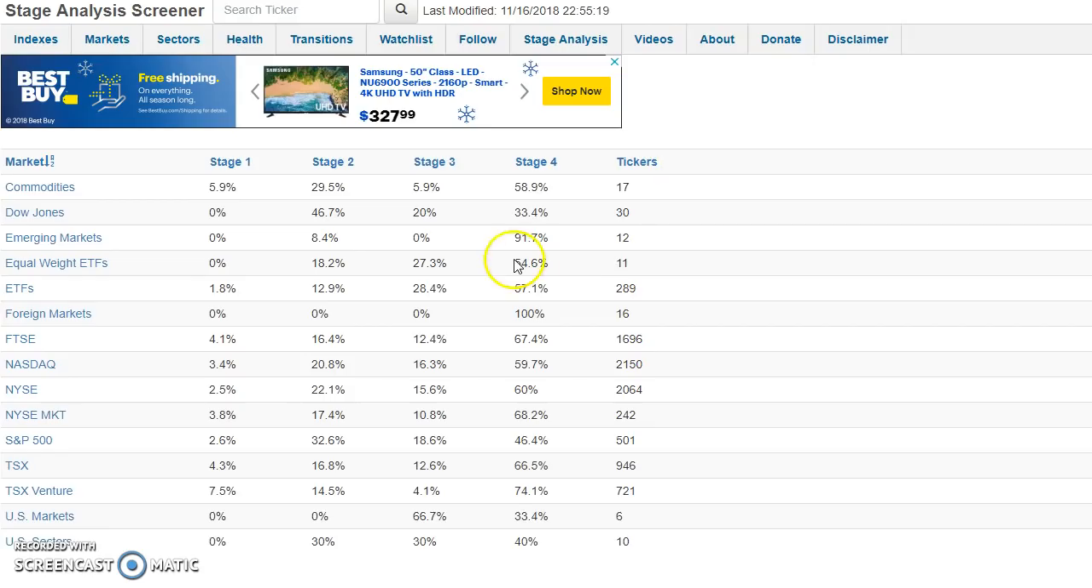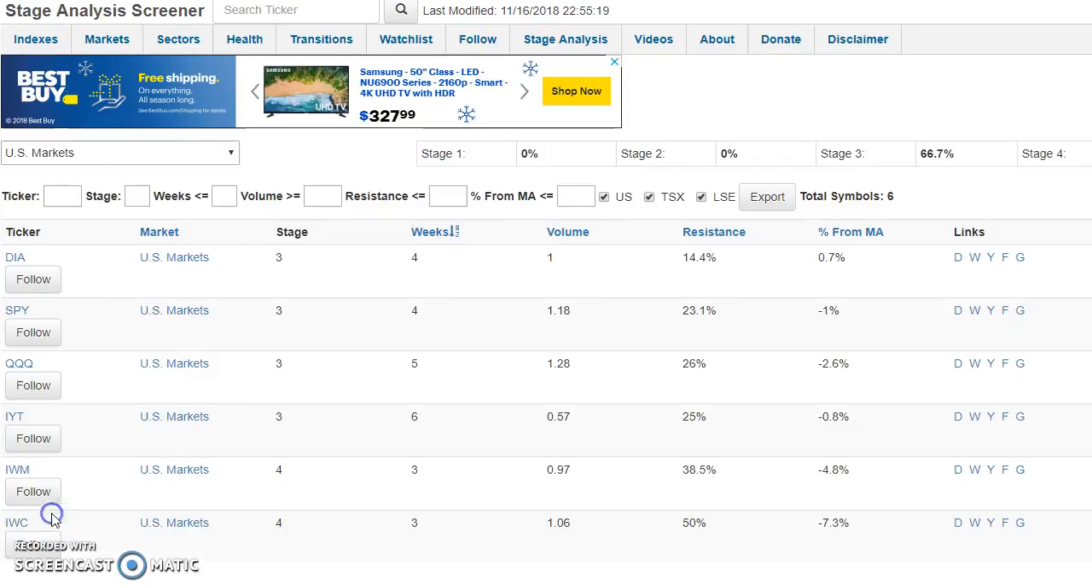So looking at the stage analysis screener, the most important part of this tool right now is the US markets page and what the current stage of the SPY is. As we've talked about, SPY is currently in stage 3, and most US markets are all in stage 3 or in stage 4.